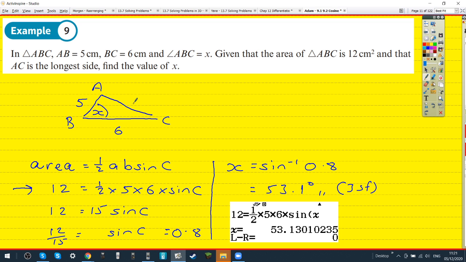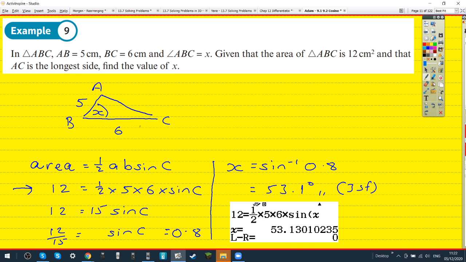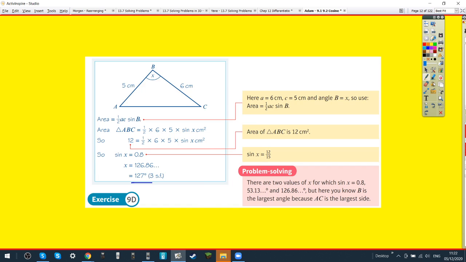What is 180 minus this answer? Which 53? Yeah. Minus answer, 126.86 or 127 degrees. So what's this snaking about? There are 2 values of x, 53 and that, but here you know that B is the largest angle, because this AC is the longest side. I don't know. How am I supposed to know these things?